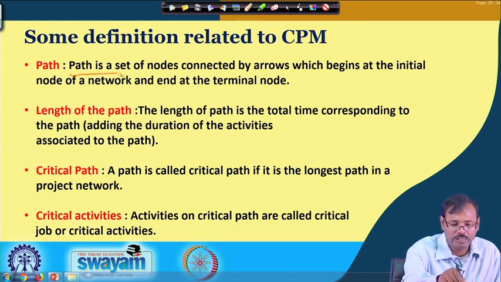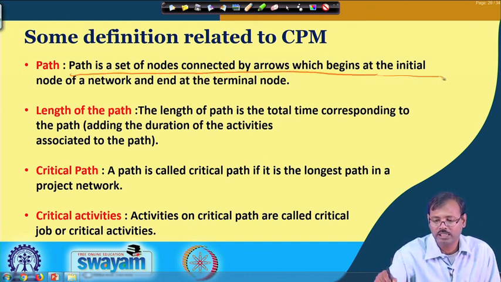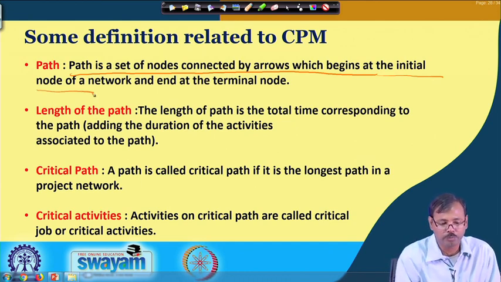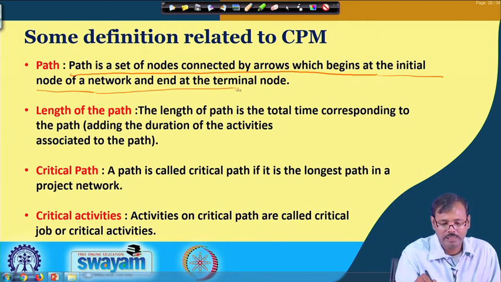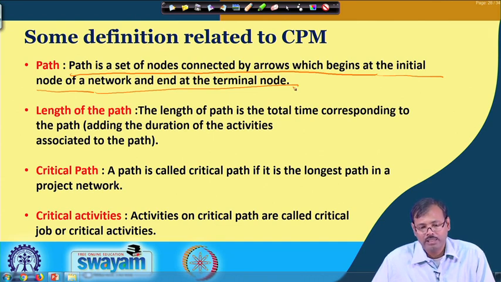Path is basically a set of nodes connected by arrows, which begins at the initial node, that means the starting point of the complete network, and ends at the terminal node of the network. So, the starting point of the network and the ending point of the network connected by a set of arrows is called a path. A network may have n number of paths.